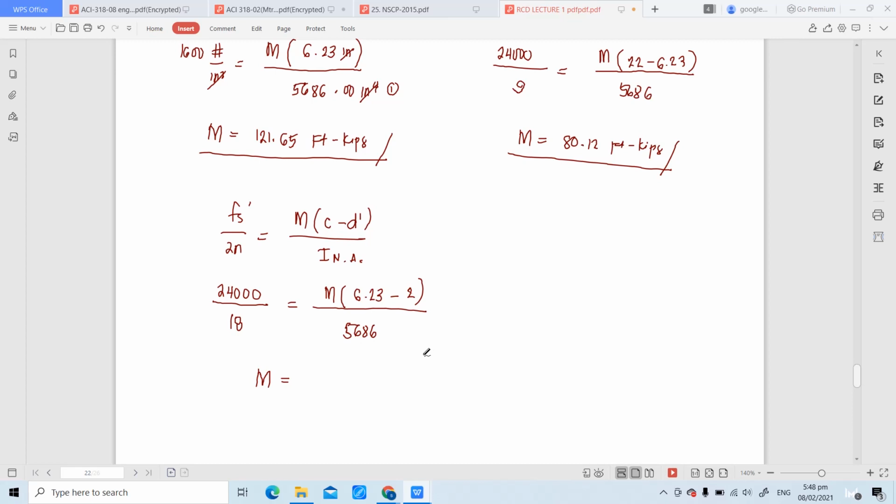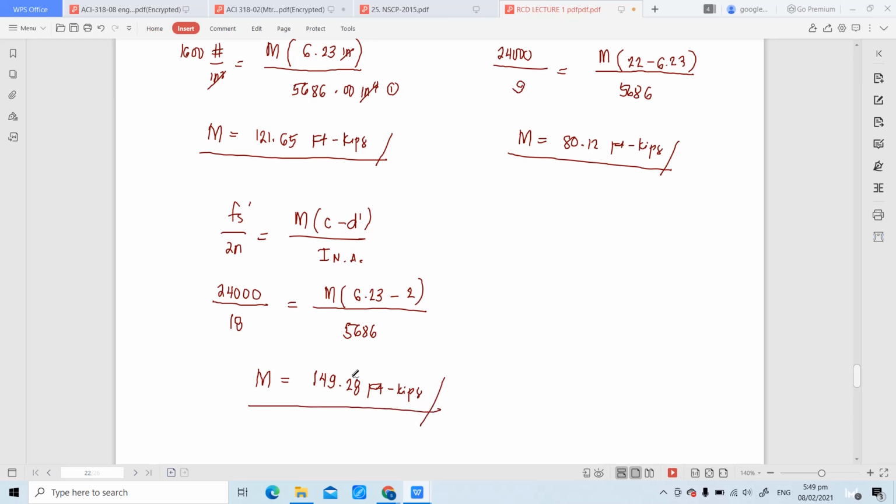Ano po yung value natin? 149.28. Parehas lang po yung na-compute ng iba? Yes, sir. Opo, sir. Okay.